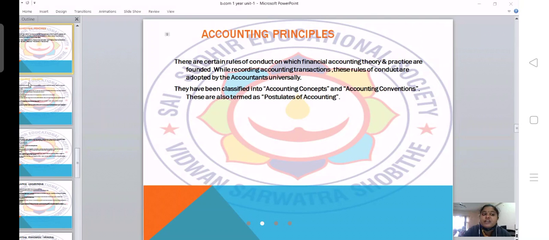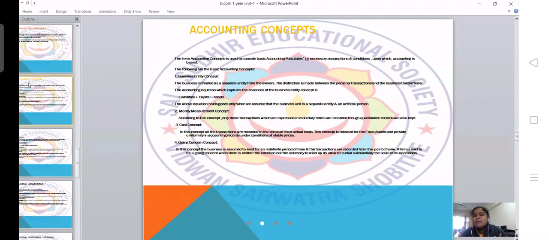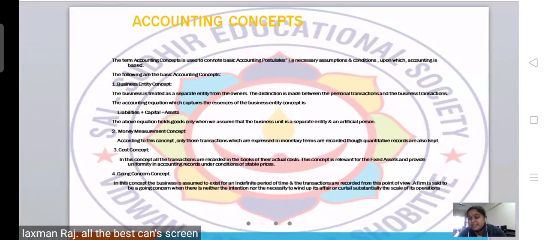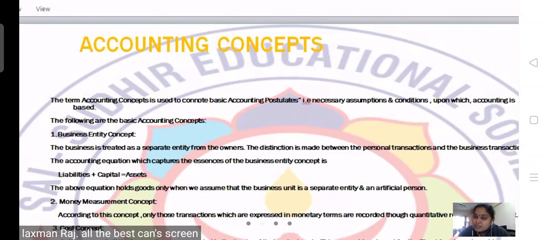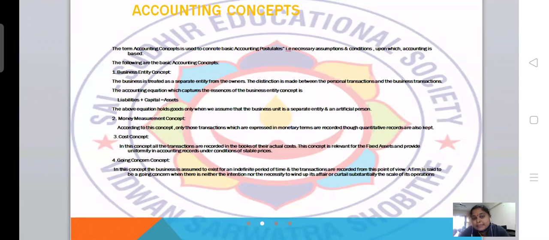Now we are going for the first one, accounting concepts. What are accounting concepts? For basic transactions, we have some assumptions. For doing any business, we have some conditions. Take an example: I have purchased some goods, and depending on my business I have conditions on what to buy and sell, so there are terms and conditions. On that basis, accounting also applies some conditions and assumptions. In that, the accounting concept is applicable.